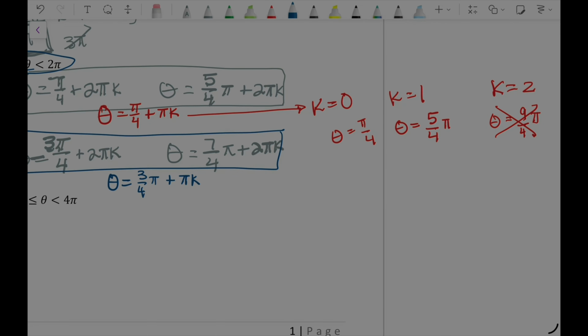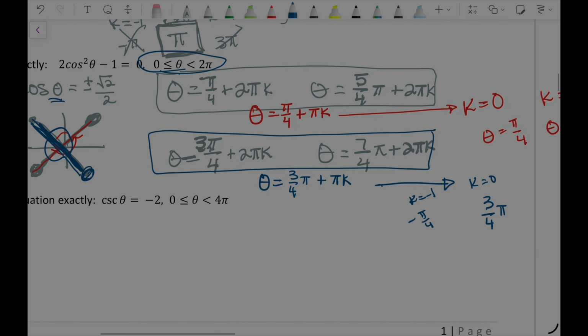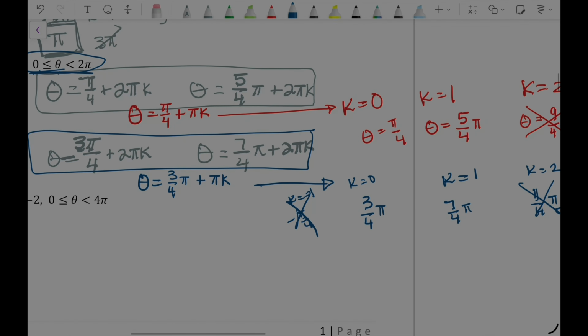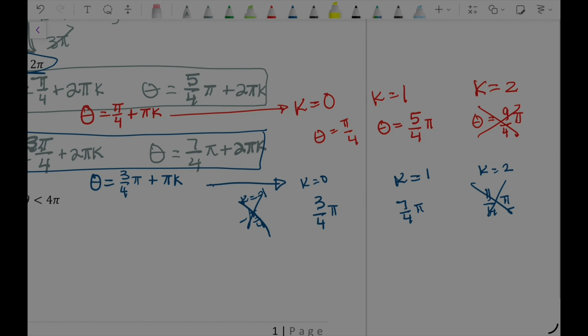Now let's go down here and do it with this one. If k is 0, we get 3/4 pi. If k is 1, we get 7/4 pi. If k is 2, we get 11/4 pi, which is bigger than 2 pi, so we don't want it. If k is -1, we'll get negative pi over 4. It certainly is a location, right? However, we only want the answers from 0 to 2 pi, so that one's too small. So the solutions for this region of interest are pi over 4, 5 pi over 4, 3 pi over 4, and 7 pi over 4.